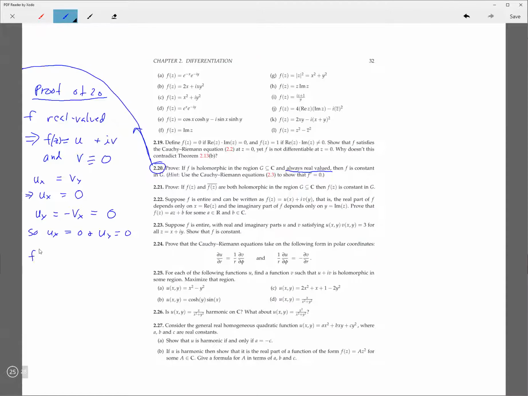Okay, so f prime of z, the formula is u_x plus i u_y, right? And then those are both 0. So the derivative is 0 everywhere. Three lines means it's 0 everywhere. Which implies f is constant.